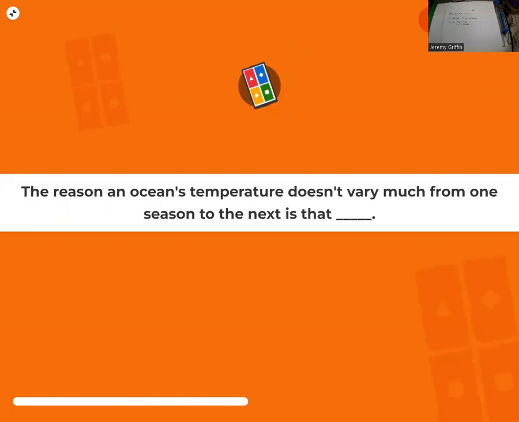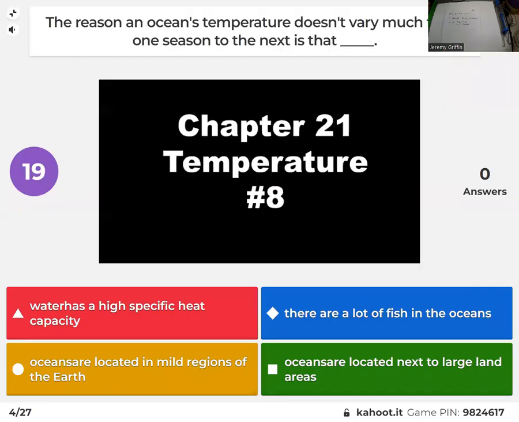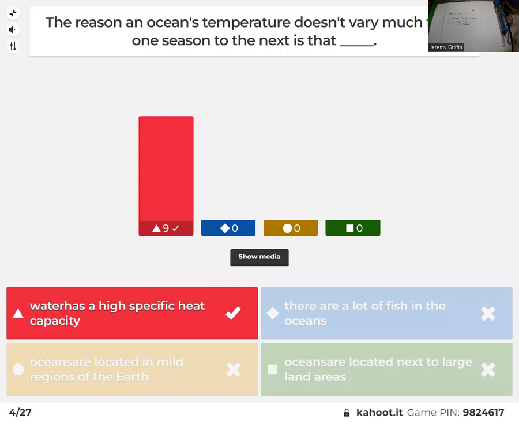The reason the ocean temperature doesn't vary much from one season to the next. Why? Water has a high specific heat capacity. All right, guess you all got that.